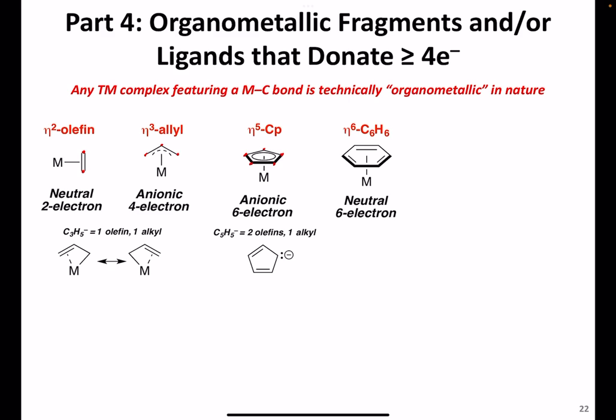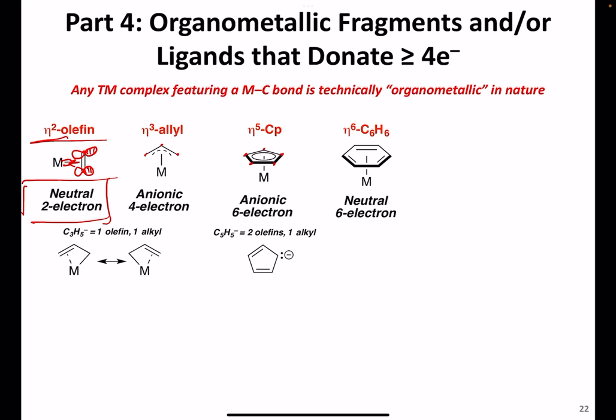But let's first approach the eta-2 olefin. An eta-2 olefin is a neutral 2-electron donor, which seems maybe a little bit counterintuitive, and you can't really take the approach of giving the electrons back. What you have to realize is that the pi bond on the olefin, drawn here, is actually donating in a sigma fashion. Here's the acceptor orbital on the metal. It is donating 2 electrons of the pi bond to the transition metal center. It is a neutral 2-electron donor.